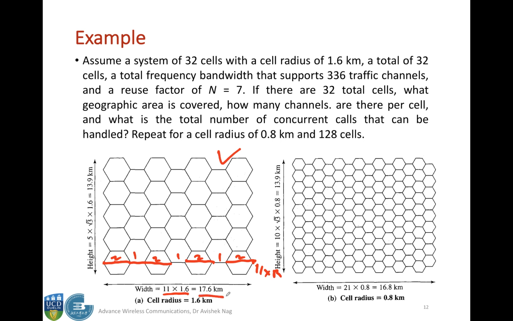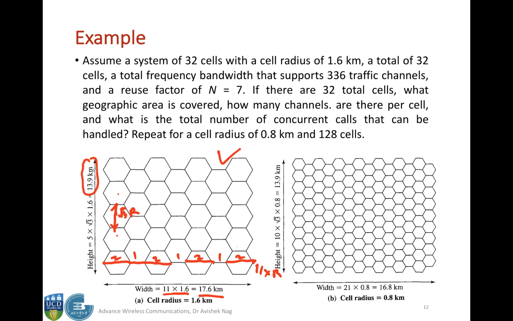So this is 17.6 kilometer. Similarly, if you look from bottom to top, then the total distance for a single cell is basically square root of 3 times r, the radius. And then you have 1, 2, 3, 4 and 5 cells, so that height is 5 times square root of 3 times 1.6, so this many kilometer. In that way you can get the total area of the entire plan.